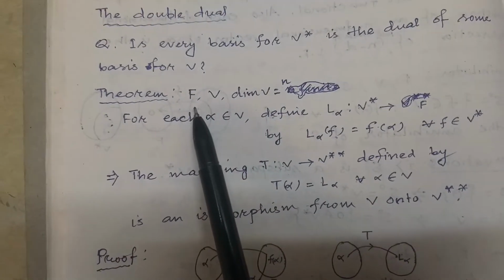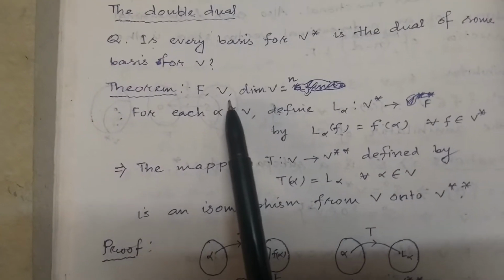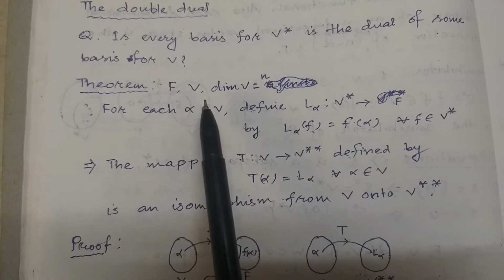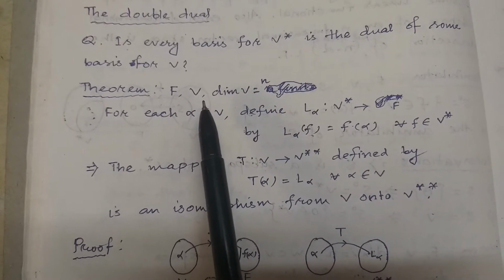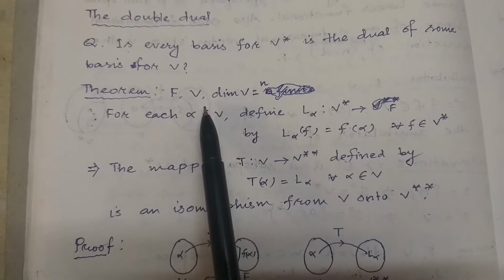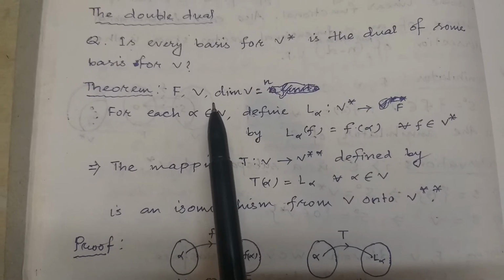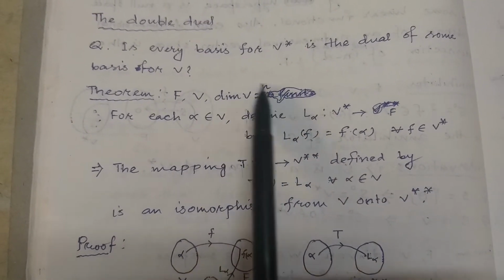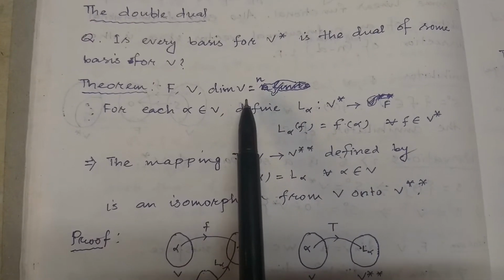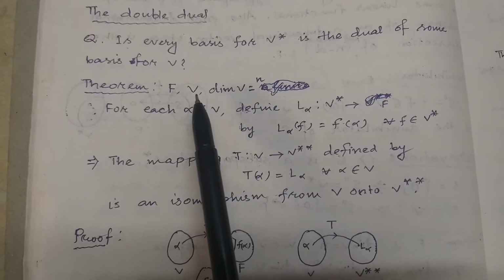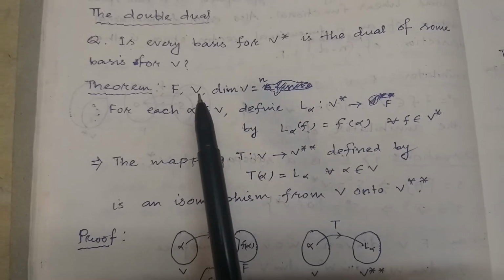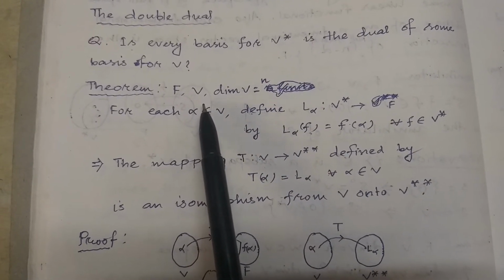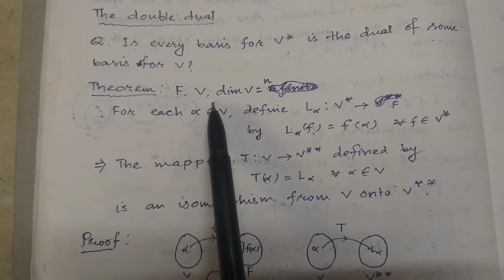Let F be a field and V be a finite dimensional vector space. Be careful: sometimes we require V to be a finite dimensional vector space, and sometimes we do not. Whenever we mention that the dimension of V is n or something like that, that means V should be finite dimensional. Otherwise, V is an arbitrary vector space, that means finite or infinite dimensional. Here it is finite dimensional.